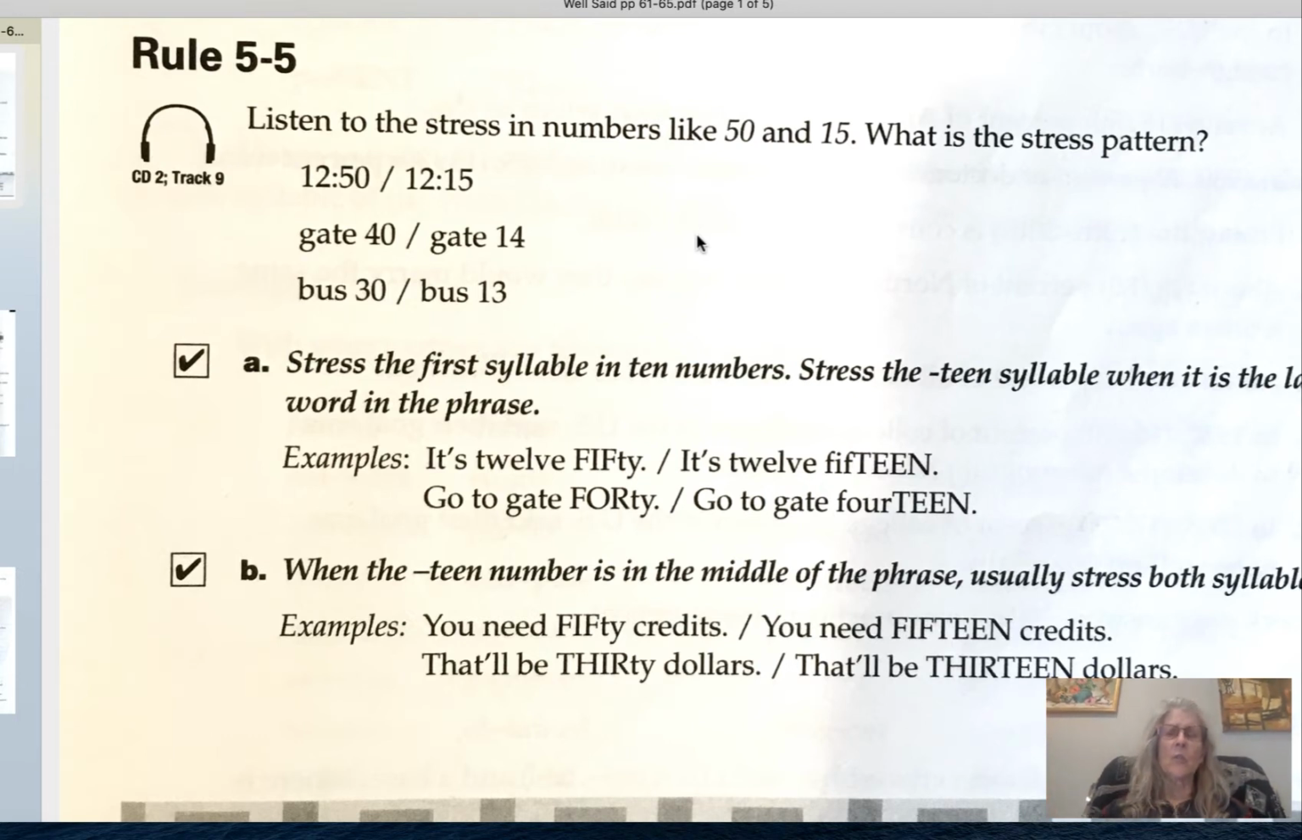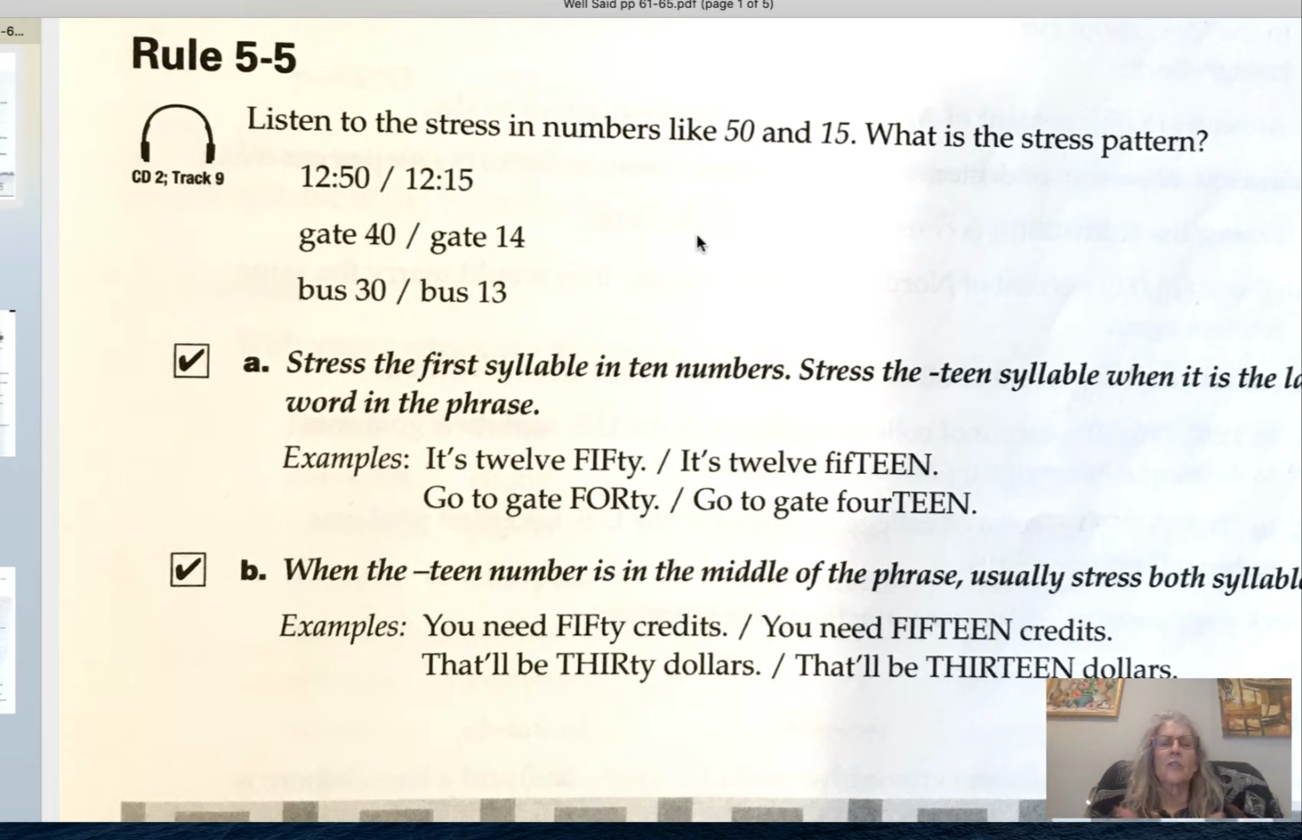Okay, so a lot of times, people who are native do not understand non-natives because the non-natives do not get the stress right on the numbers, so we don't know if it's 50 or 15 or 40 versus 14. So let's learn how to stress those so you know exactly what you need to say when it's time for you to say these numbers, okay? So we have 1250 or 1215, gate 40, gate 14, bus 30, bus 13.